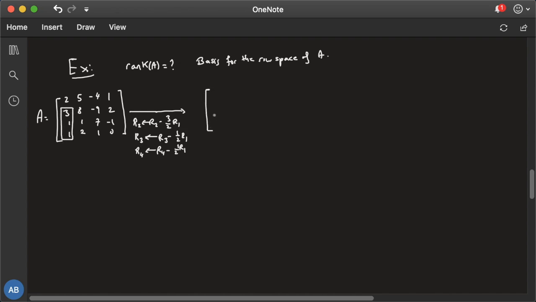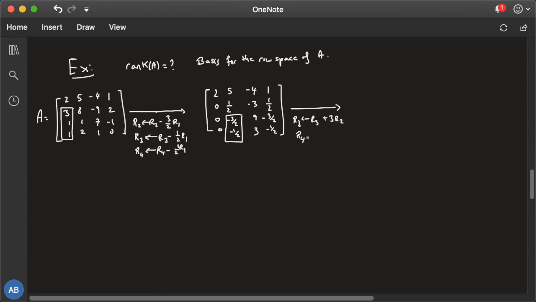What do I obtain? The first row remains unchanged. The second row becomes the following. Third row and last row. Now let's try to null out those two guys. How? Well, instead of R3, you can plug in R3 plus 3R2. And instead of R4, you can plug in R4 plus R2. What do you get? First two rows remain the same. The last two rows become all zeros.